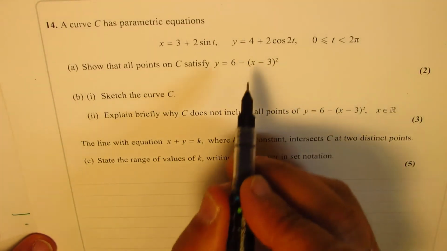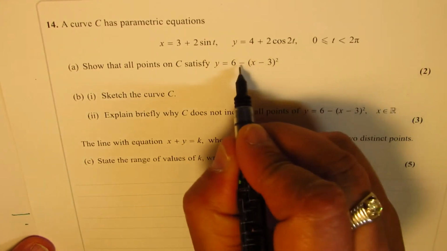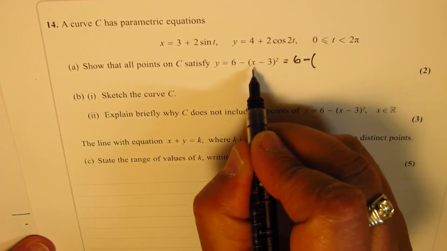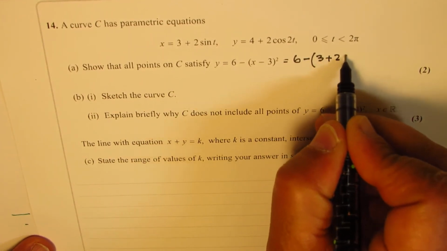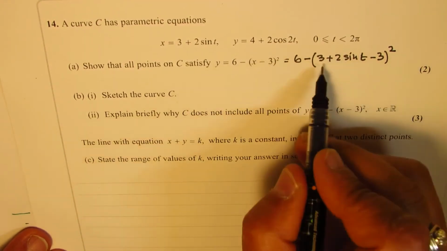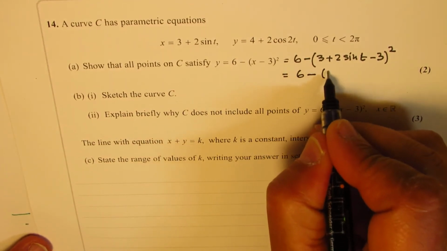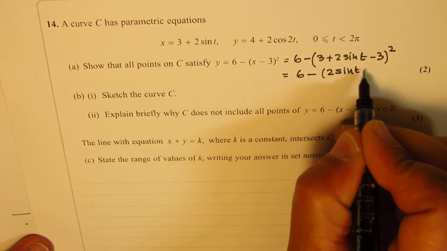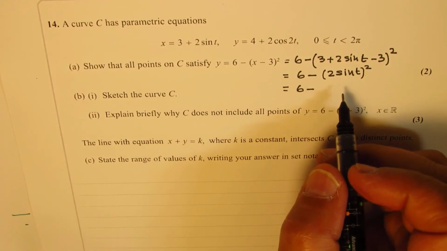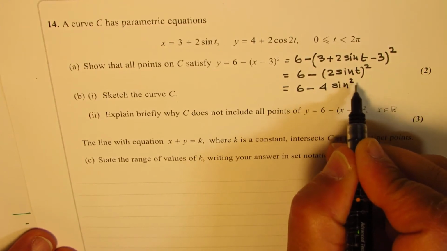So what we will do here is we'll substitute x as 3 plus 2 sine t, right? So we can write here 6 minus, instead of x, I'm writing 3 plus 2 sine t. And here we have minus 3 whole square. Now 3 minus 3 is 0. So what we get here is 6 minus 2 sine t whole square, which is equal to 6 minus, now square of this is 4 sine square t.